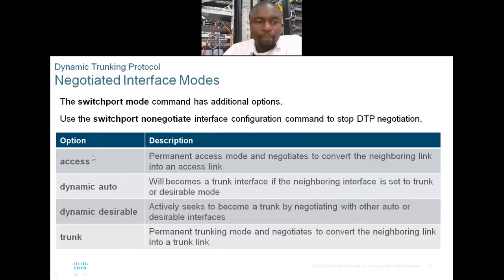If I set a port to access, that's permanent access mode and negotiate to convert the neighboring link into an access link. All right. If I set it to dynamic auto, it will become a trunk interface if the neighbor interface is set to trunk or desirable mode. If I set it to dynamic desirable, it actively seeks to become a trunk by negotiating with other interfaces.